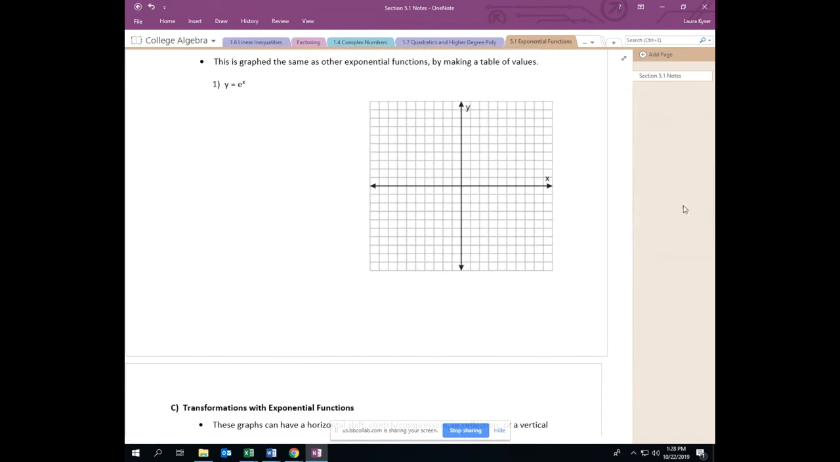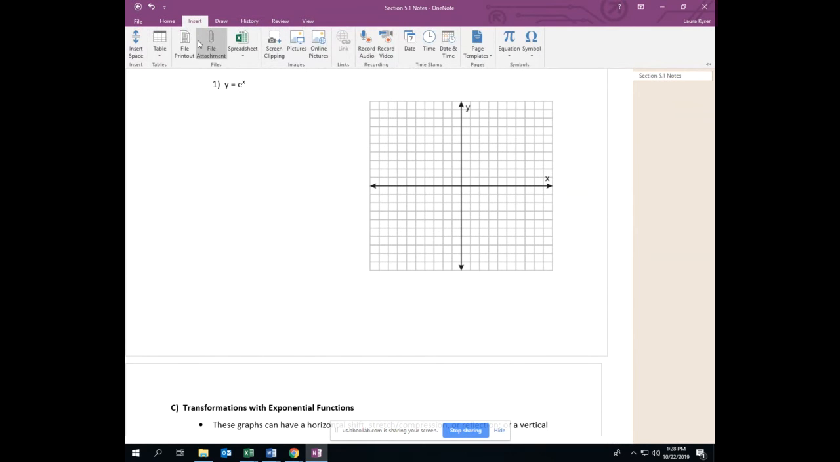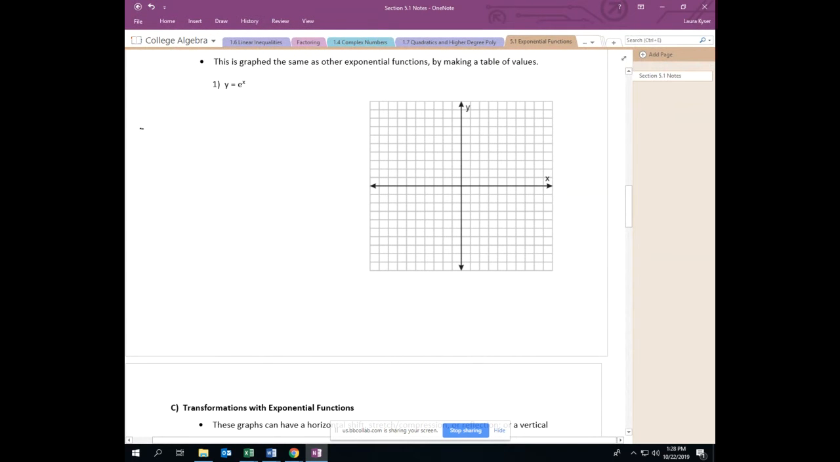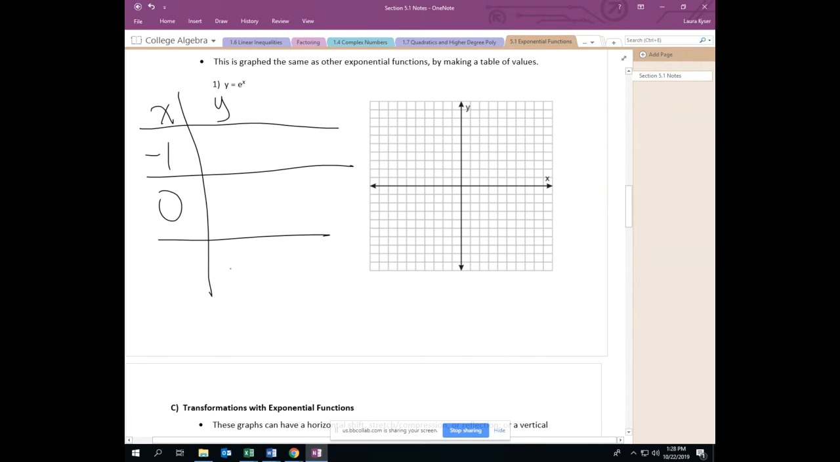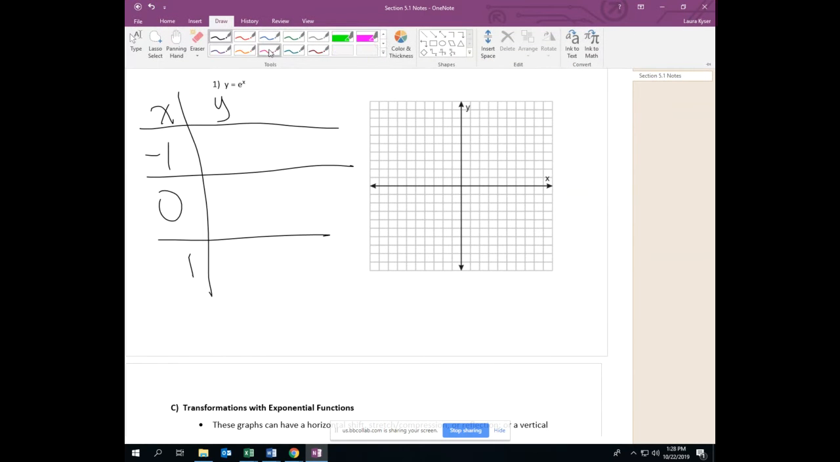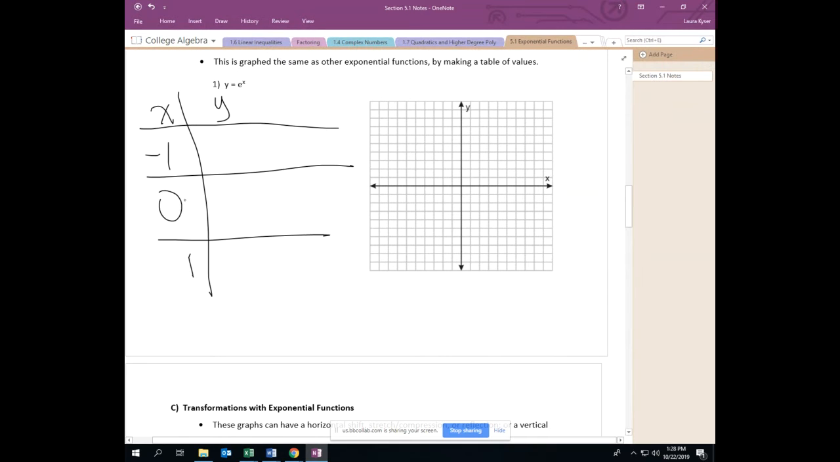So let's graph a base e just so that you can see it. And again, we're going to follow the same rules. We're going to make ourselves a table, and we're going to use the points -1, 0, and 1. And we're going to rely on the calculator to do this. So for each one, I'm just going to use that second ln and then put in my power. So for e to the -1, I hit second ln, -1, equals, and I get a decimal.